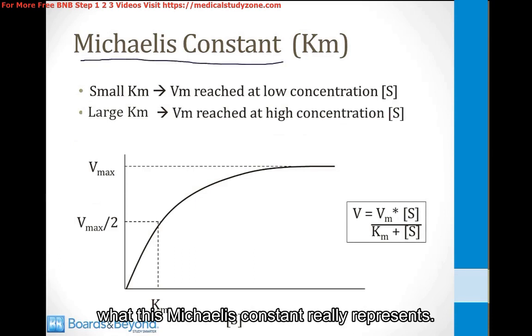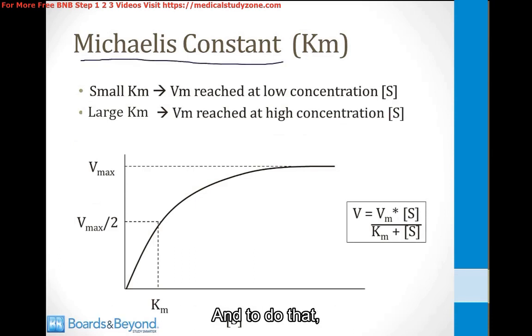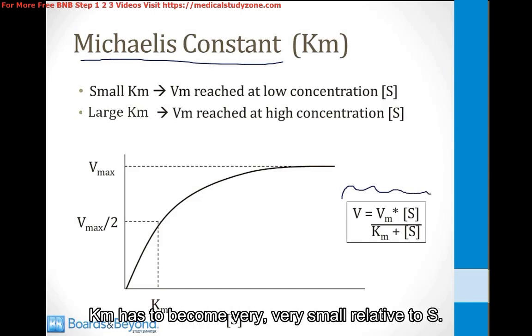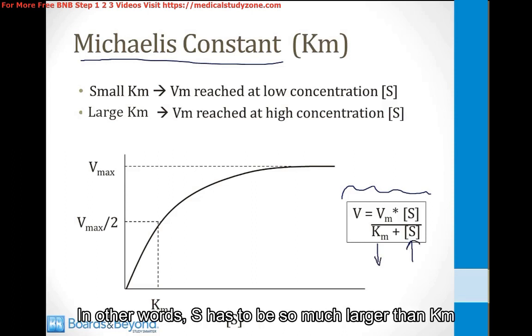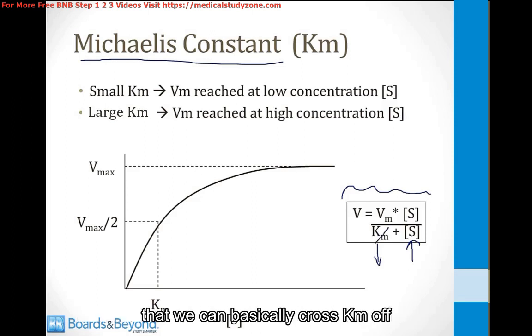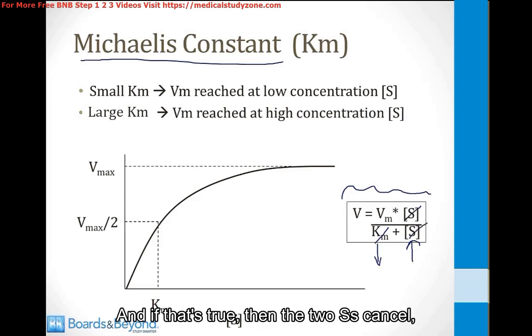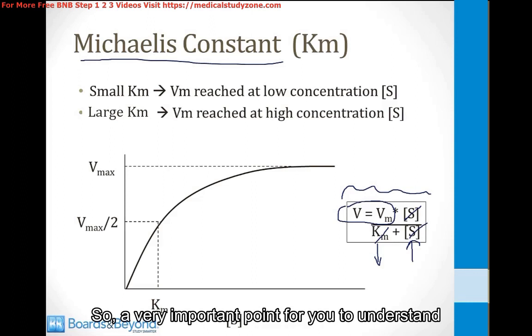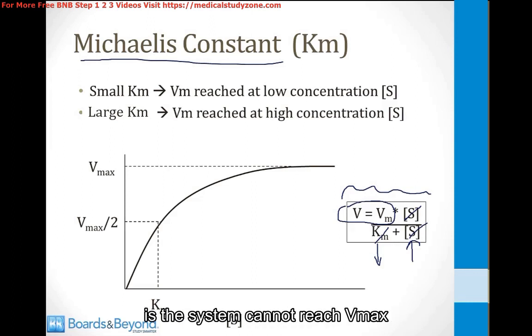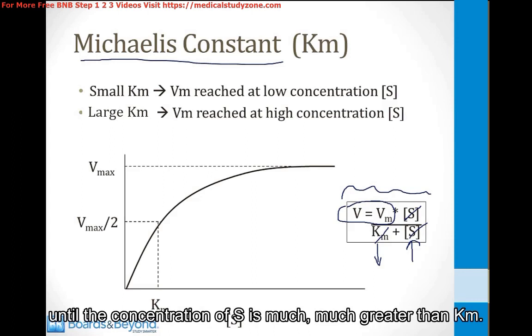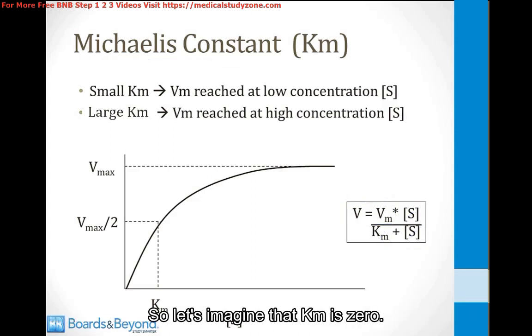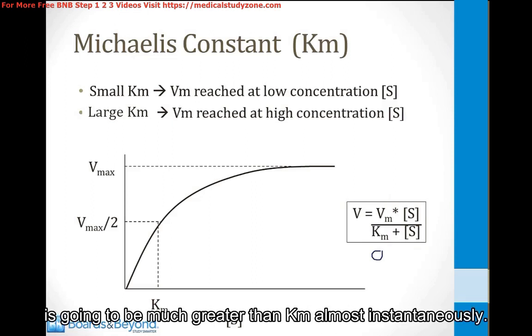But now let's talk about what this Michaelis constant really represents. And to do that, let's look at the Michaelis-Menten equation over here on the right. In order to reach Vmax, Km has to become very, very small relative to S. In other words, S has to be so much larger than Km that we can basically cross Km off and say that the equation is just Vmax times S divided by S. And if that's true, then the two S's cancel and we will be at Vmax. So a very important point for you to understand is the system cannot reach Vmax until the concentration of S is much, much greater than Km. So let's imagine that Km is 0. Well, if Km is 0, then the concentration of S is going to be much greater than Km almost instantaneously.